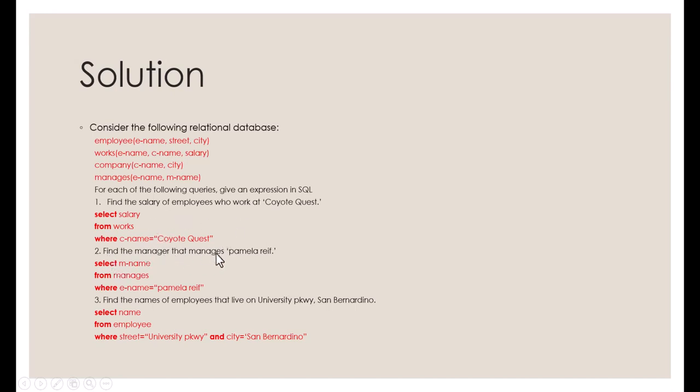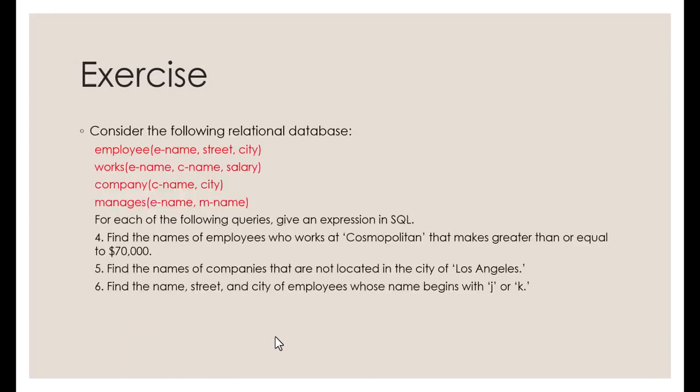Find the manager that manages Pamela Reeve. That can be found in manages, right? Because it has a manager name. Okay, so we're going to do select mname because we're looking for the manager, from manages, where ename, the employee name, is Pamela Reeve. Okay, number 3, find the names of employees that live on University Parkway, San Bernardino. So we can see that we have street and city information in this table. So we're going to do select name from employee, where street is equal to University Parkway and city is equal to San Bernardino.